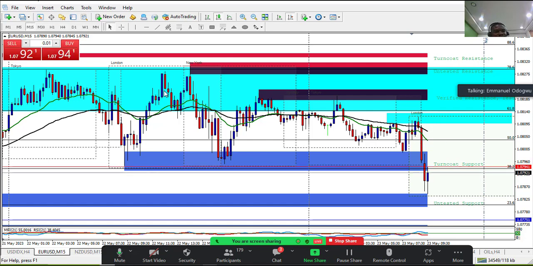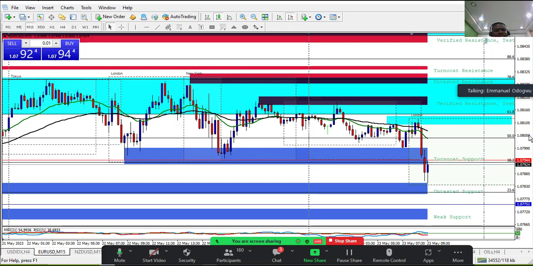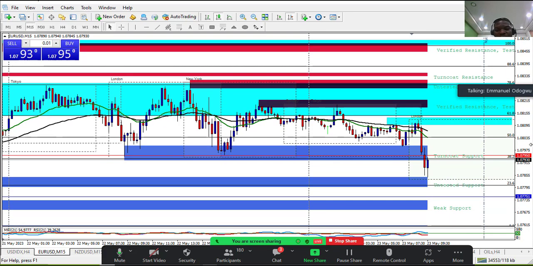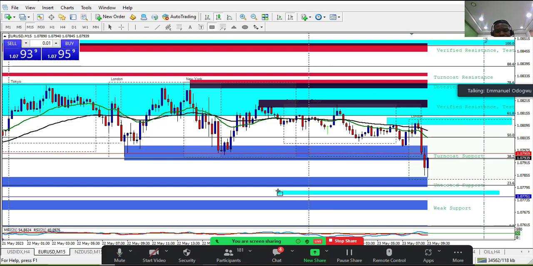Now, however, if the market decides to pump lower, then I would like to do a sell again on Euro USD if the market trades below this area. If it trades below this area, I would like to do a sell. That means if it comes down, because I know that it wants to retrace a little bit. So this is my forecast. It wants to retrace a little bit up. Sometimes it can just stop somewhere around here.